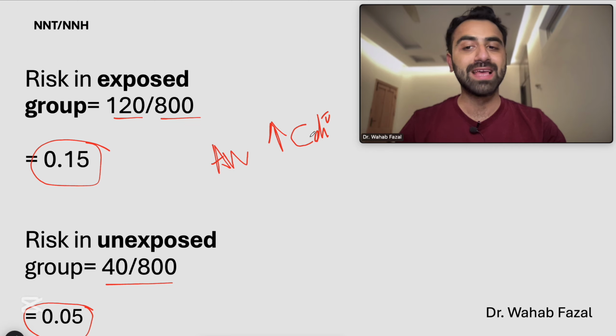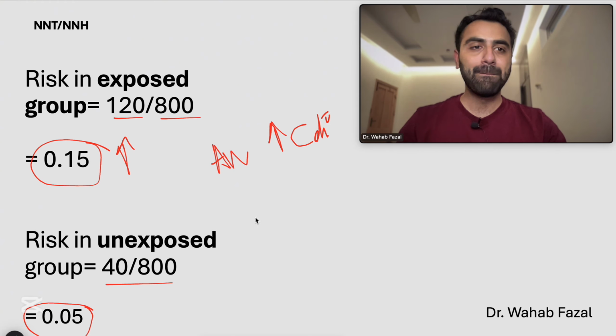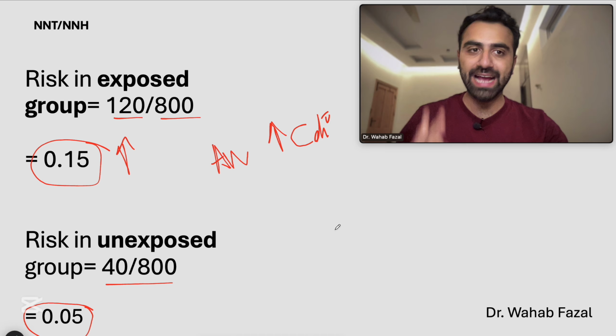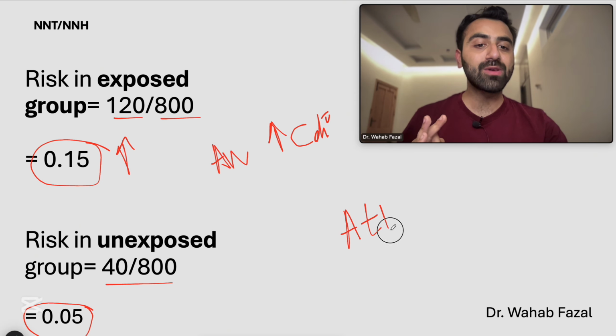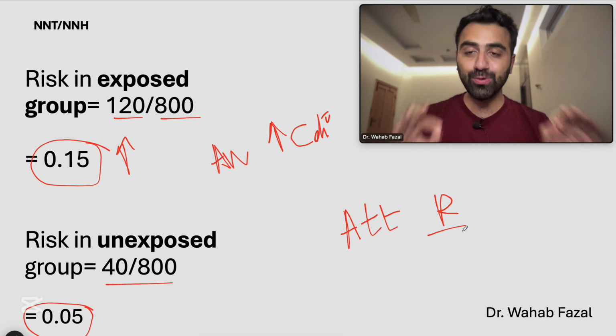That means the risk in the exposed group is higher, meaning that even though this is an antibiotic, even though this was supposed to be a treatment, this is not actually beneficial and is actually harmful. So therefore, in this case, the thing that we need to calculate will be called attributable risk, because this is in fact a harmful thing. This is what I want you to understand.